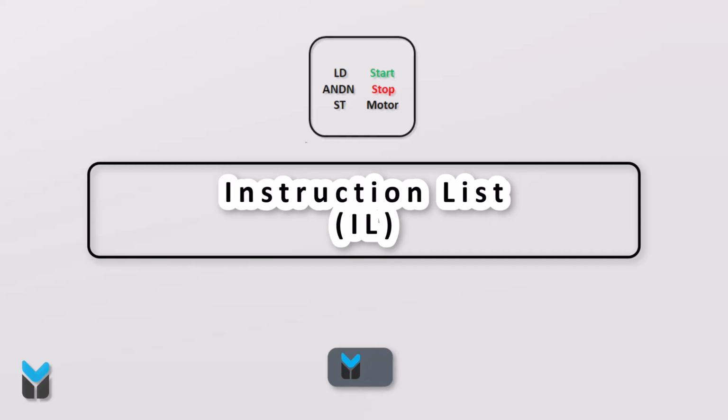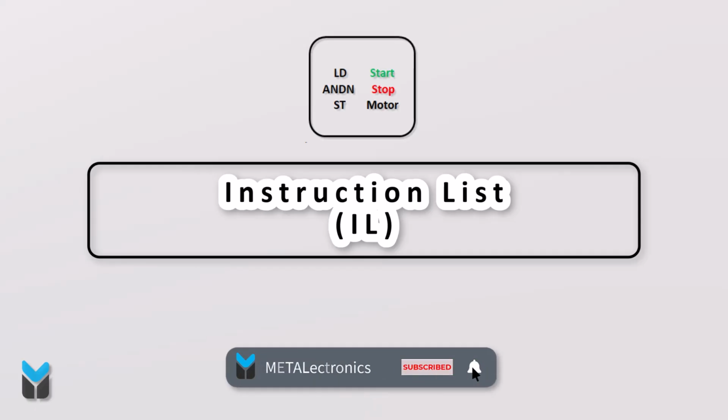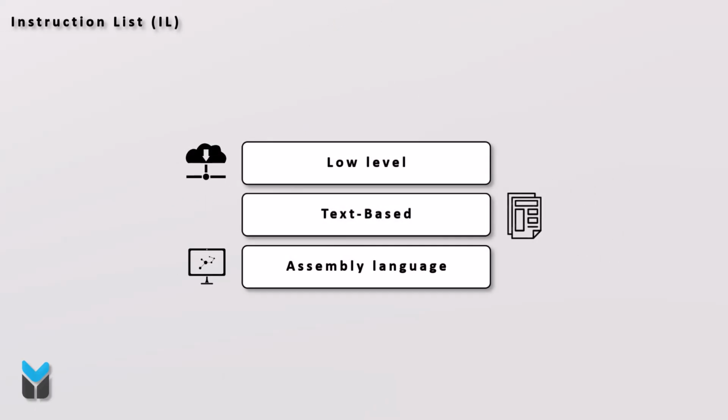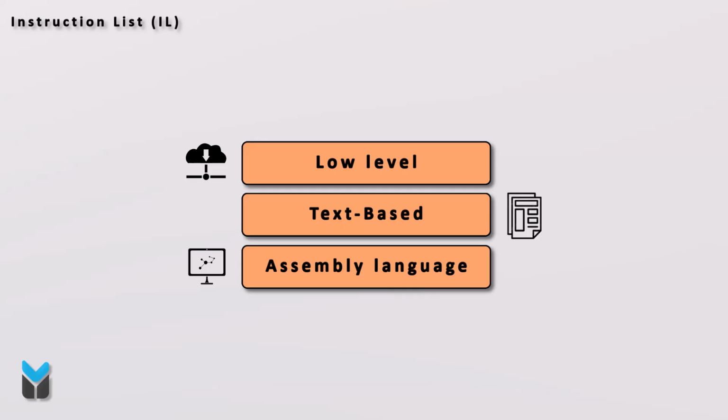Now, let's move to Instruction List, IL. Instruction List is a low-level text-based PLC programming language. It works like assembly language. Each line is a single instruction executed step by step.